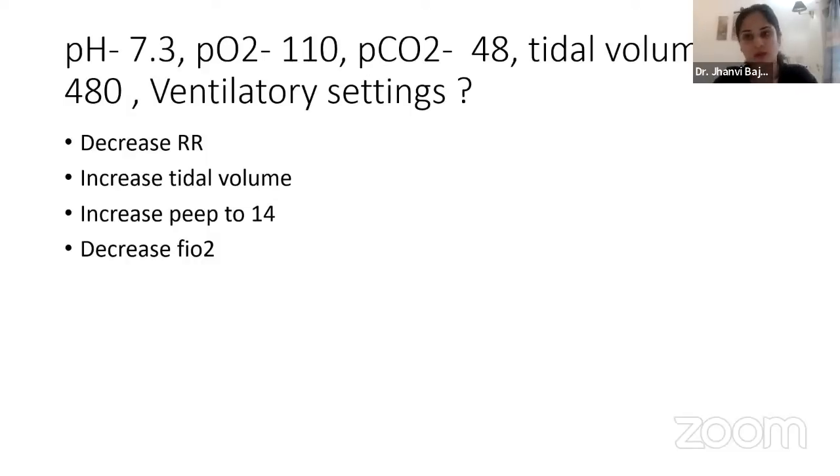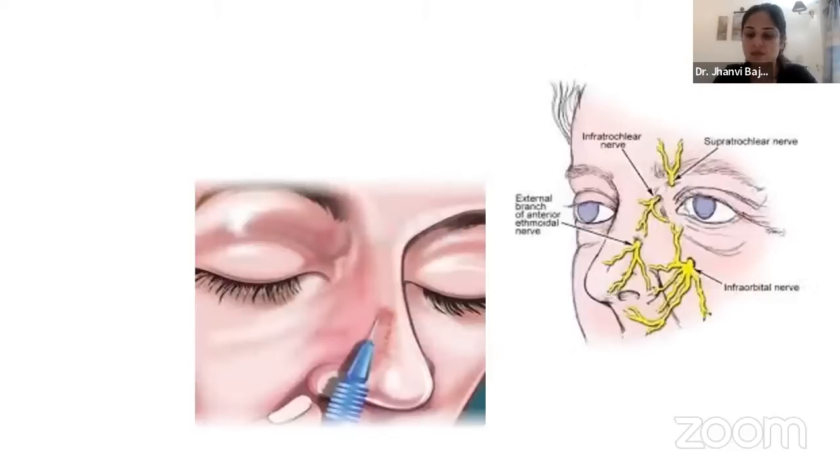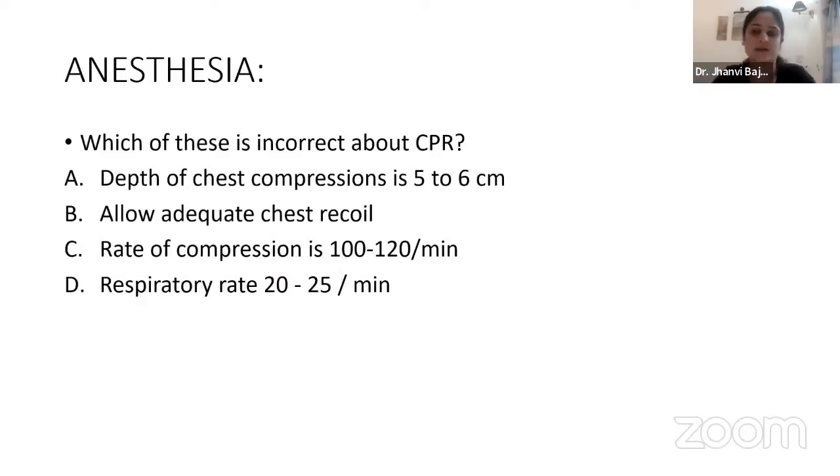So only two questions from anesthesia. I'll just quickly correct this. I think this was not the image. So the image was of the syringe next to the medial canthus. So the answer is nasociliary nerve block in that. And this was a PYQ. So that's it.